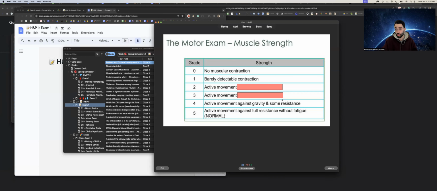Okay, so now we're at 2 to 3. I have no idea. So 2 is going to be active movement with gravity eliminated. Gravity eliminated, what are we in a space shuttle? And active movement against gravity. I don't know what that means. How are we eliminating gravity? 3, active movement against gravity.